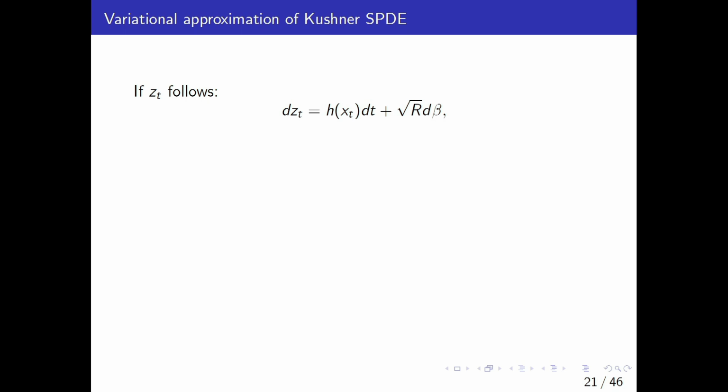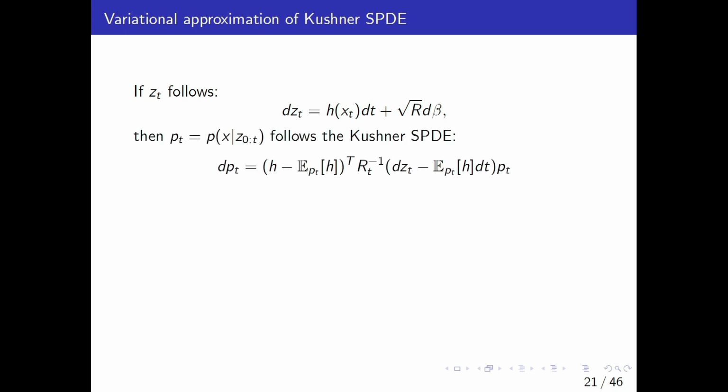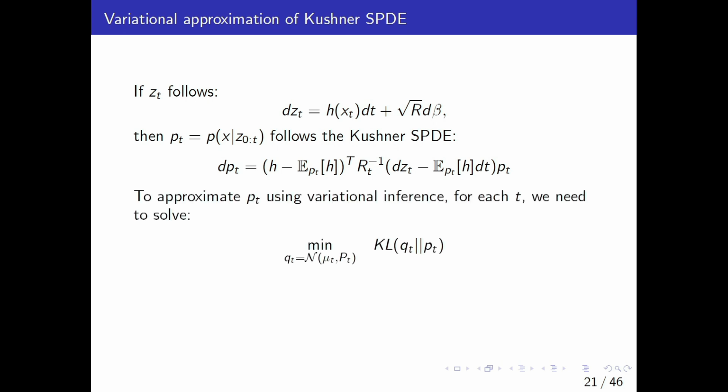So we have here H, which is the function of the observations. And the solution is given by the Kushner SPDE. This equation is quite complicated, so it's not tractable to directly approximate a Gaussian using the Kullback-Leibler divergence with these equations. So we do the same thing: we search for a proximal scheme in this case to find the Gaussian solution, the Gaussian approximation.